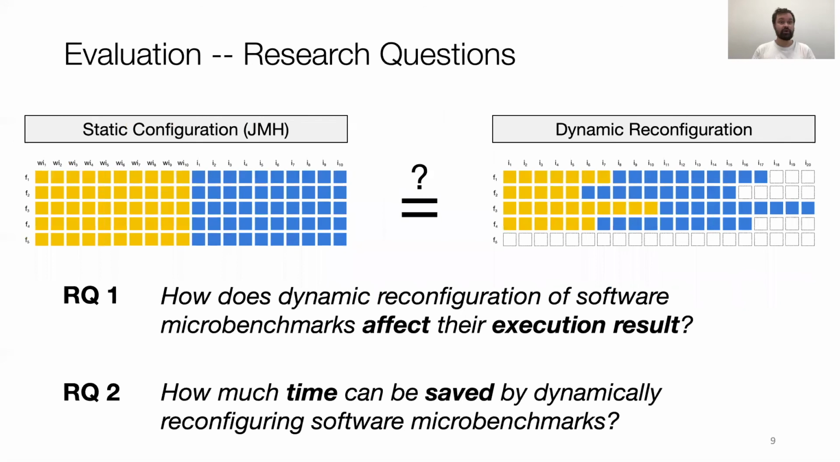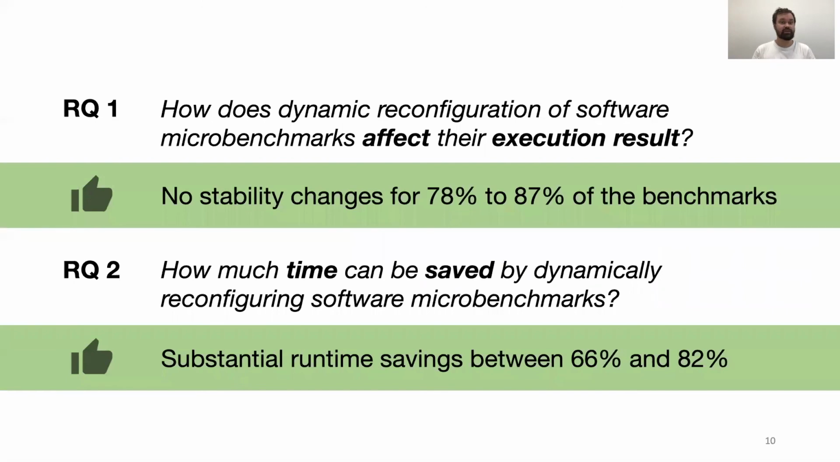We evaluate our approach against a static configuration, which is how benchmarks are currently executed, and assess it with respect to the stability and the runtime savings. We find that in our experiments, for the majority of the benchmarks, the stability doesn't change with dynamic reconfiguration, and we can save a substantial amount of runtime compared to how benchmarks are currently executed.